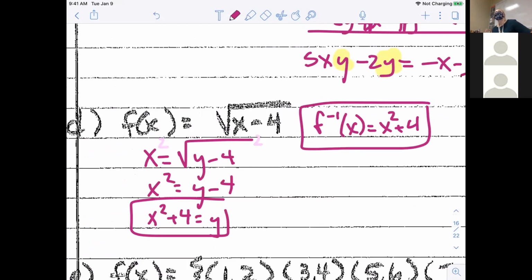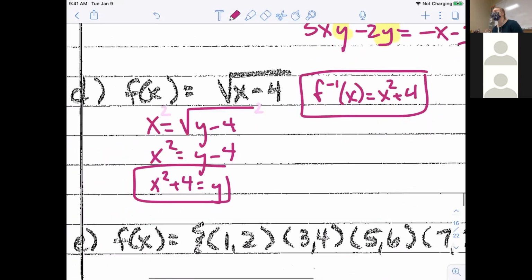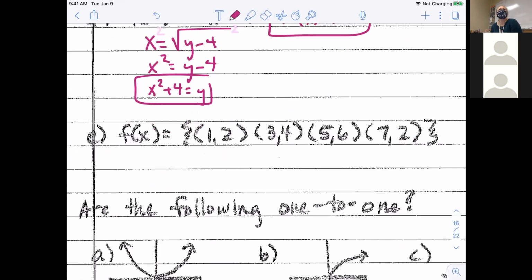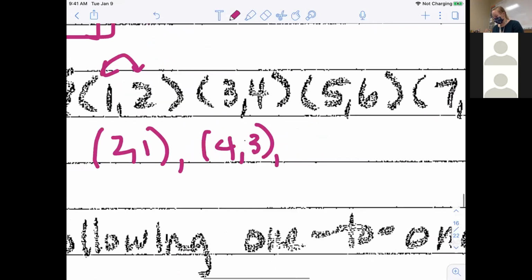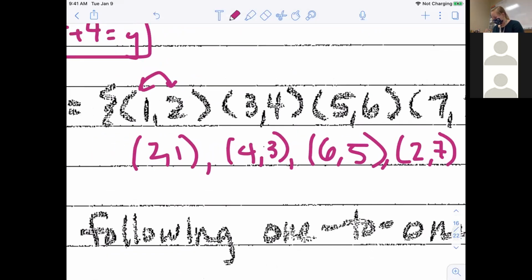Great job. Next, I have one example before we talk about a new concept. Now it's points. How do I rewrite that to find its inverse? I don't even need to find an equation. Just flip the x and the y. If it gave me a set of points, I'm going to give it back a set of points. Switch the x and the y, and that's my new answer. So instead of 1, 2, it's 2, 1. Instead of 3, 4, it's 4, 3. Instead of 5, 6, it's 6, 5. And instead of 7, 2, it's 2, 7.